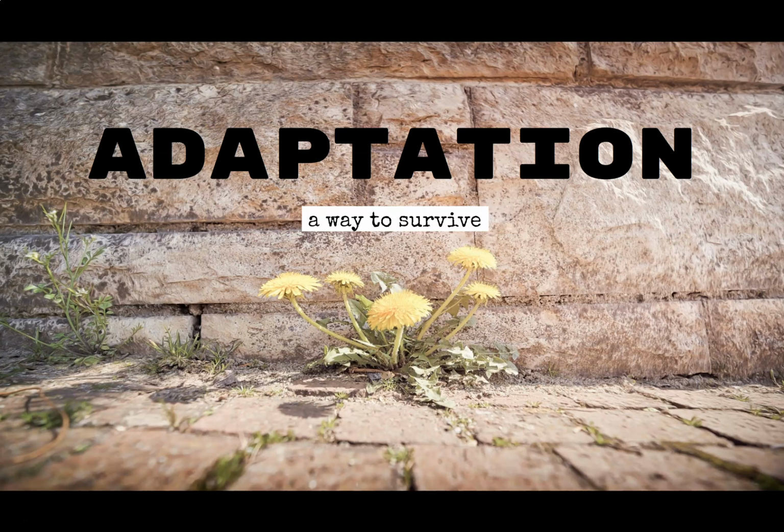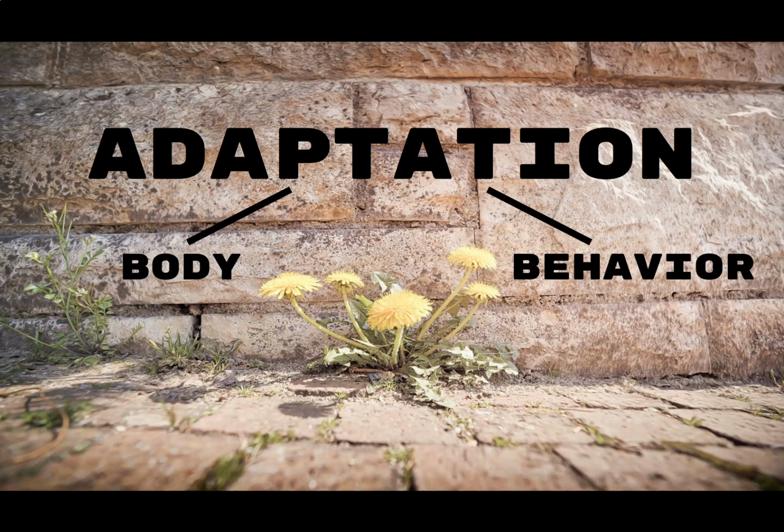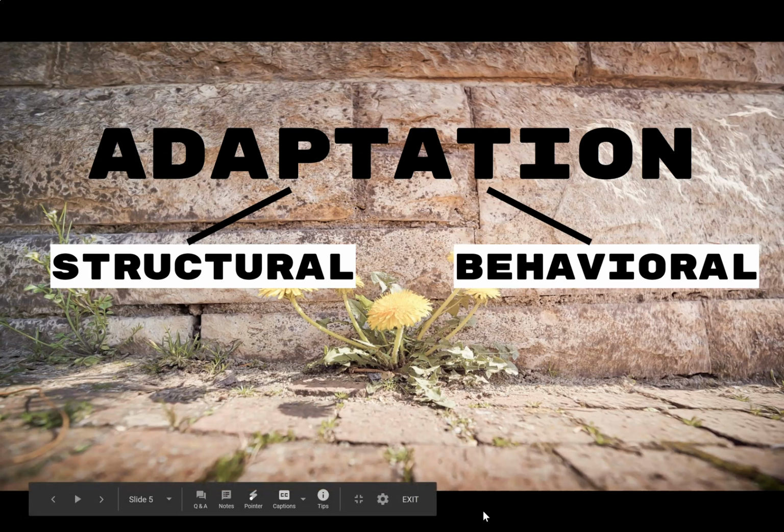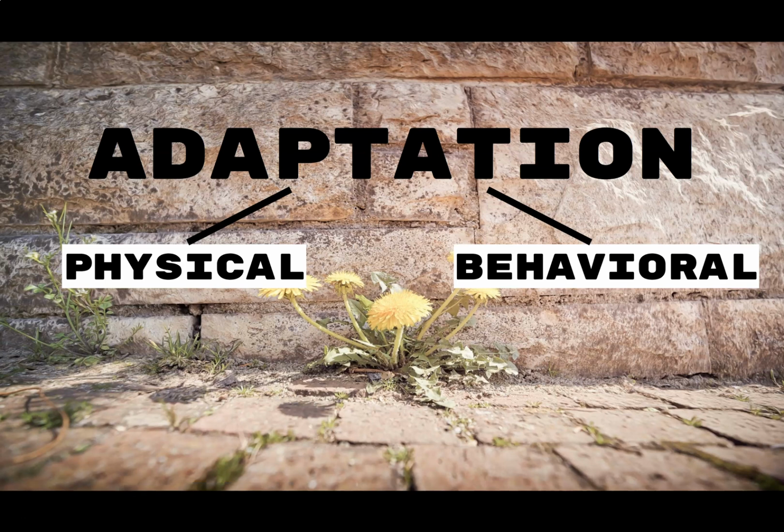And in nature, when we look at animals in the wild, we normally see two different types of adaptation. Animals have either adapted their body or their behavior. So we call this either a structural or a behavioral adaptation. Another way to say structural is also physical. So you'll hear me refer to both structural and physical adaptations.